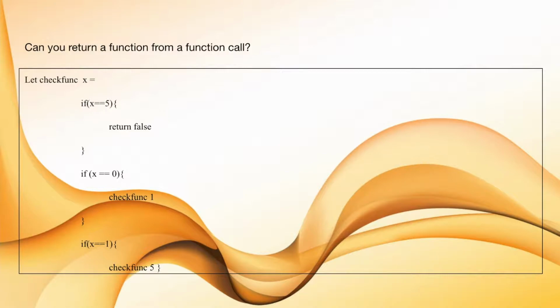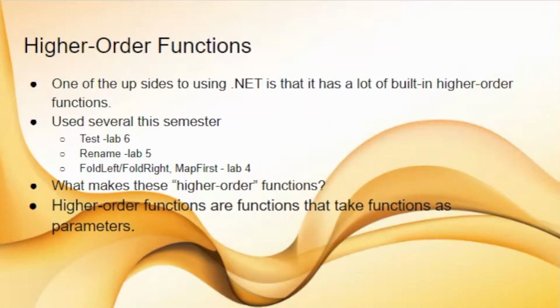And finally, here's an example of a function being returned from a function call. As you can see below, the function returning another function allows for this function to be recursive. One of the upsides to using .NET is that it has an abundance of built-in higher-order functions. As we know from this semester, higher-order functions can make our lives a lot easier.